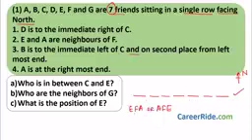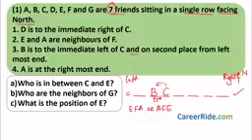Third sentence, B is to the immediate left of C. We cannot mark it immediately. And on second place from leftmost end. This is left, this is right. So leftmost end. What is the leftmost end? This one. Second place from leftmost end. First place, second place. This is the second place from leftmost end. B will come over here. Also now B is to the immediate left of C. So C will be here, immediate left. This is immediate left of C.